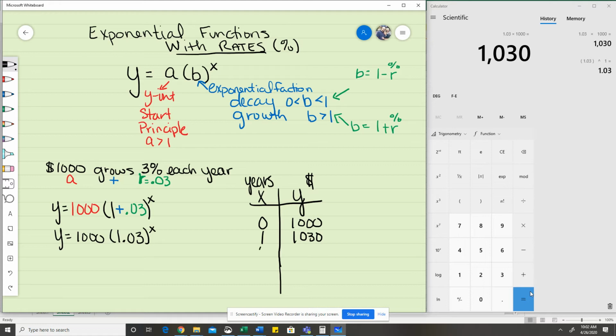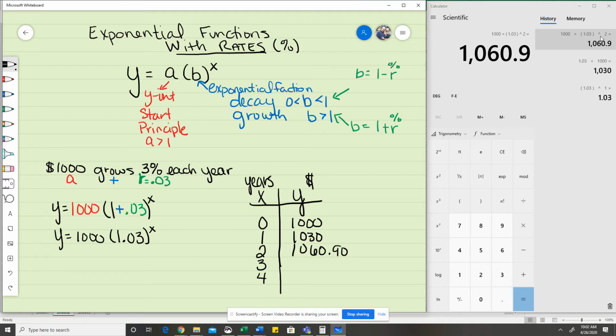Okay. If I'm doing the second one, 1,000 times, and in parentheses, I'm going to put 1.03, close my parentheses, and my x to the y, that's going to be 2. So 1,000 times 1.03 to the second power. After 2 years, I now have $1,060.90.